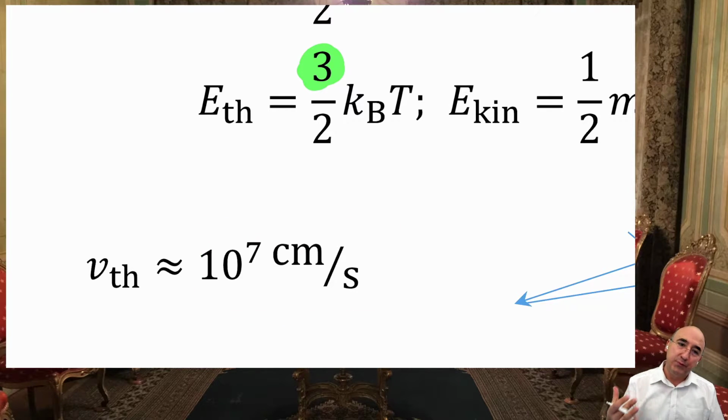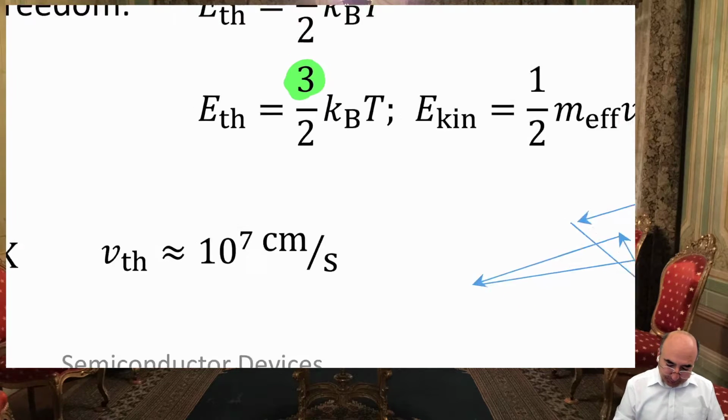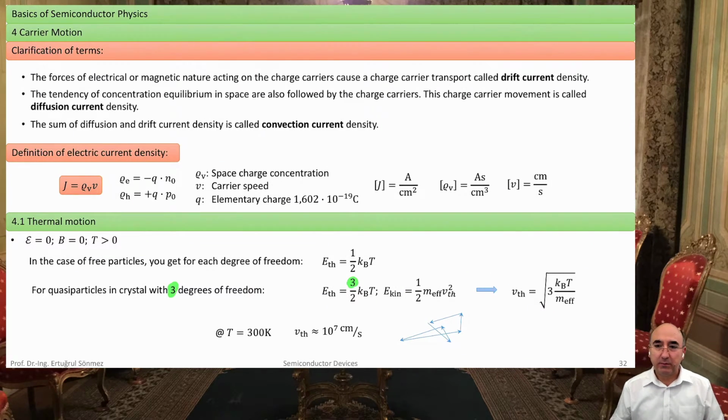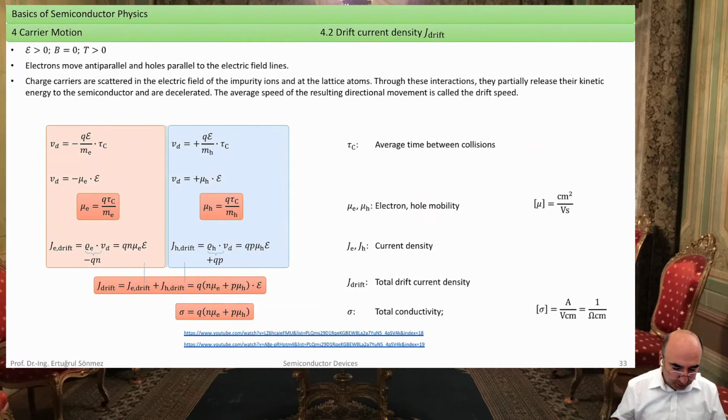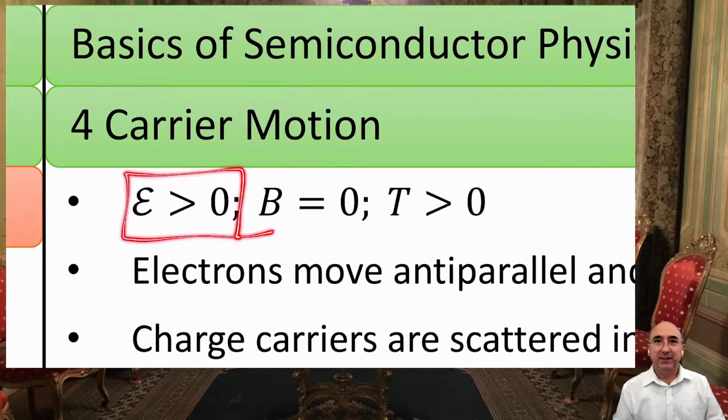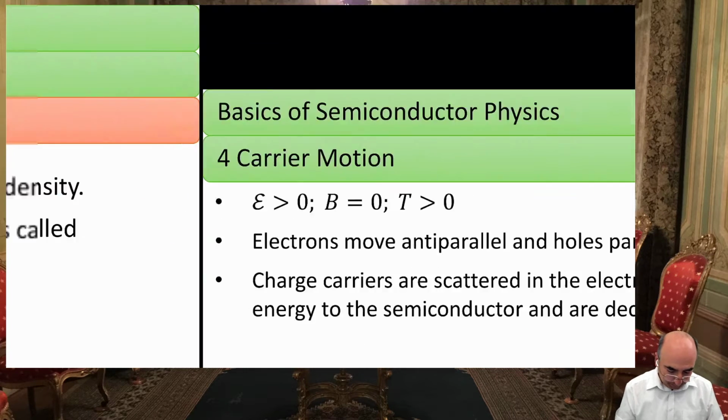So the thermal movement has quite high energy, but effectively you don't leave your position due to the statistics. Okay, thermal motion is done. Now we switch on the field. So you push the carriers now by an electric field, or pull, whatever you prefer.